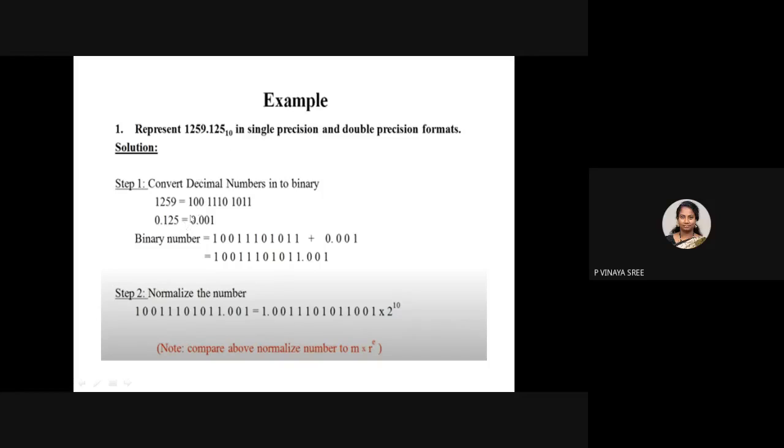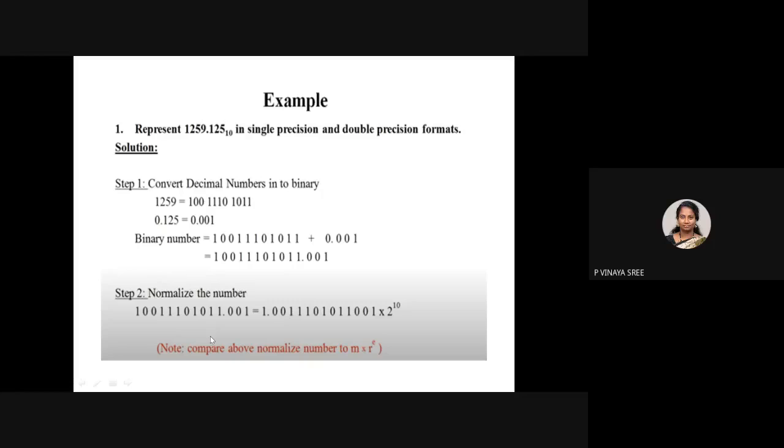And you got an answer like 125.9 as 100111011. And 0.125, after doing multiplication, you will get as 0.001. Okay, next, this is your final binary answer. Next, the second step is you need to do normalization.